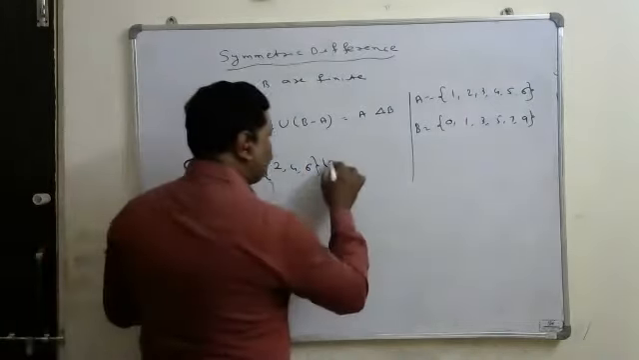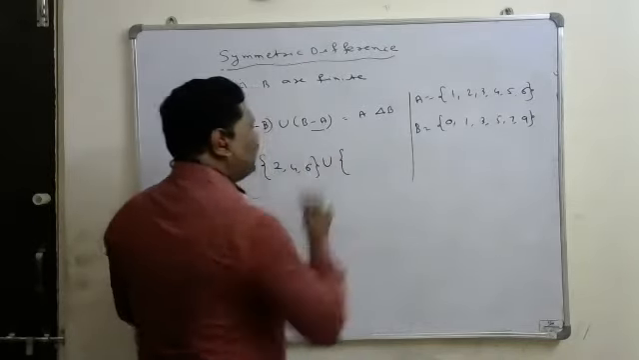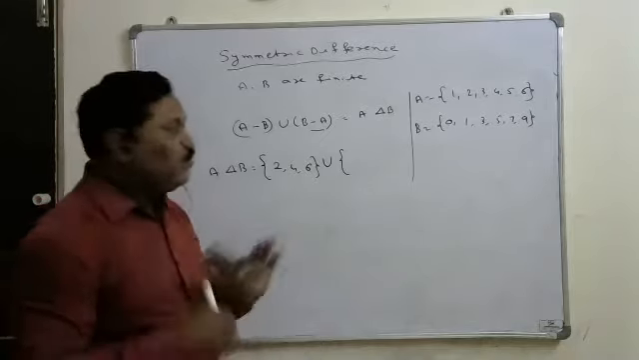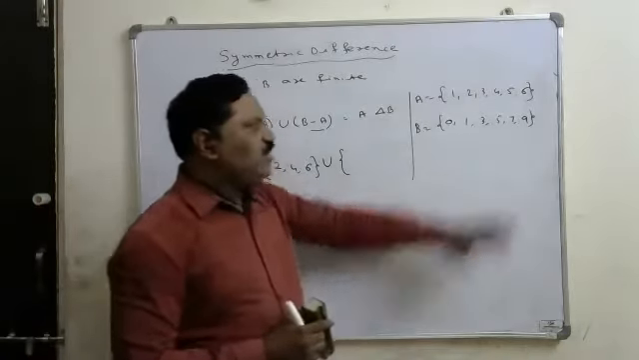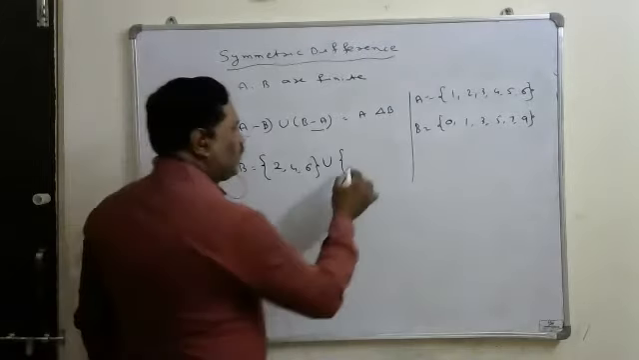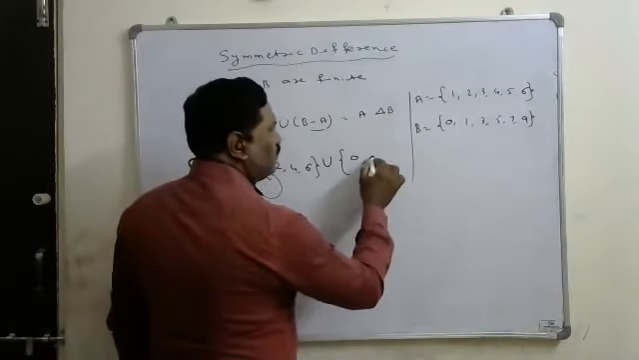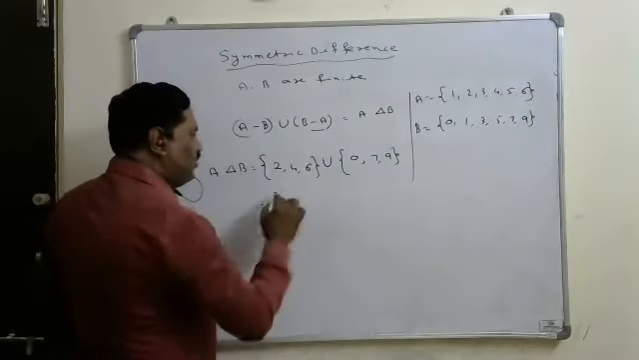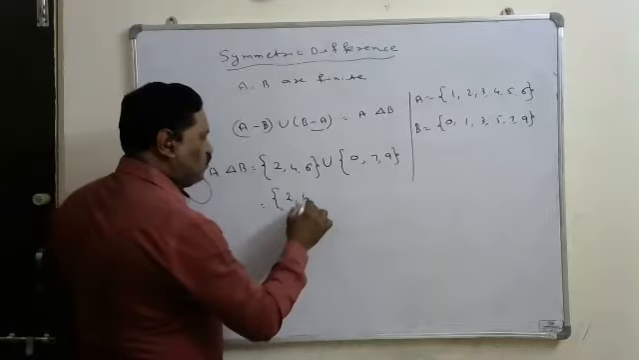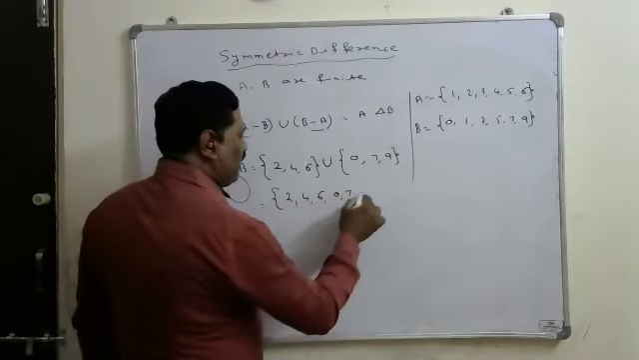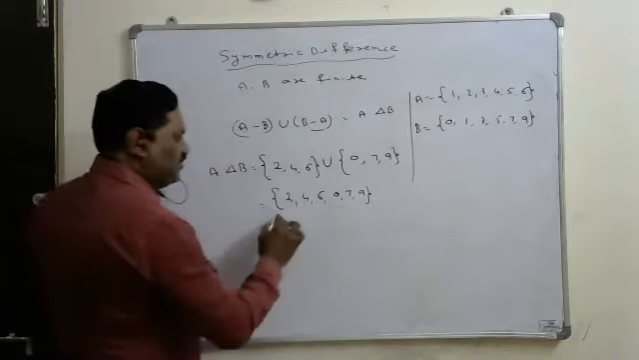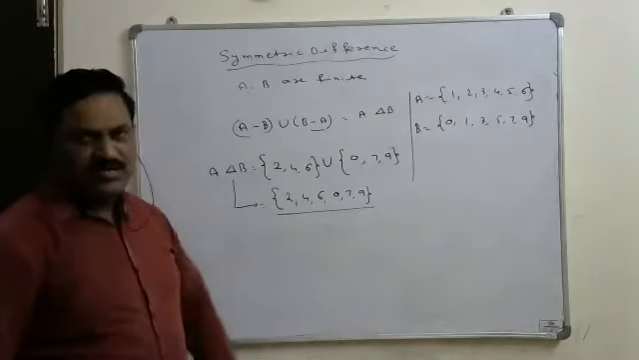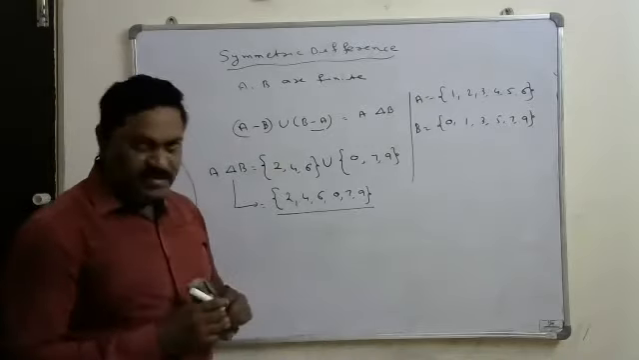B minus A means those are the elements which are available in B only but not in A. What are the elements which are available in B only? 0, 7, 9. Now we have to write their union, that is 2, 4, 6, 0, 7, 9. All these elements. So this is the symmetric difference of A and B. Understand?